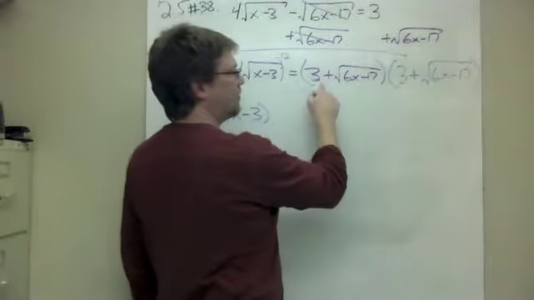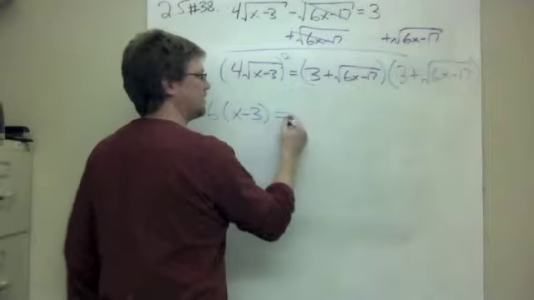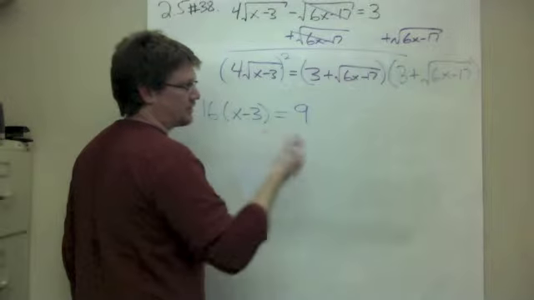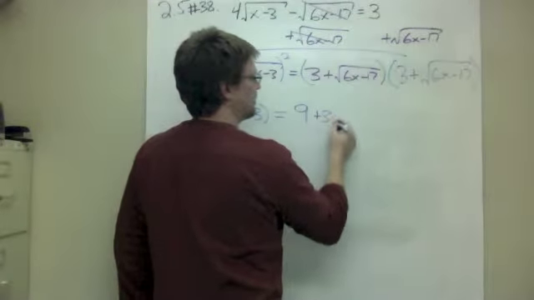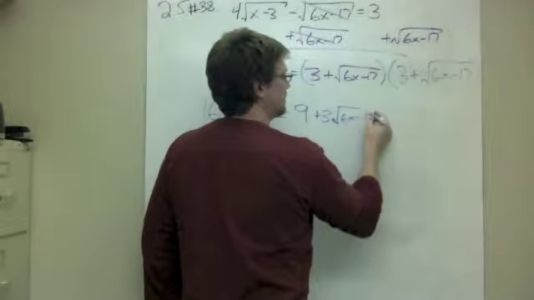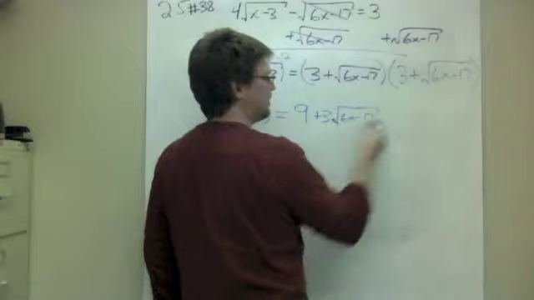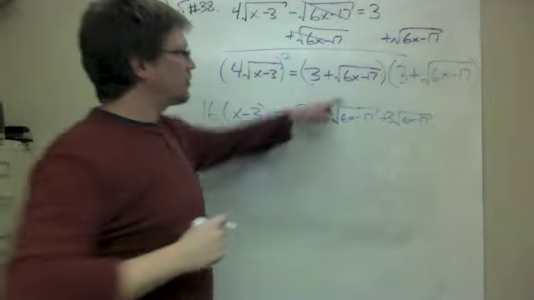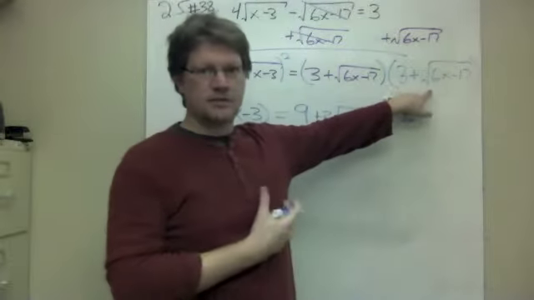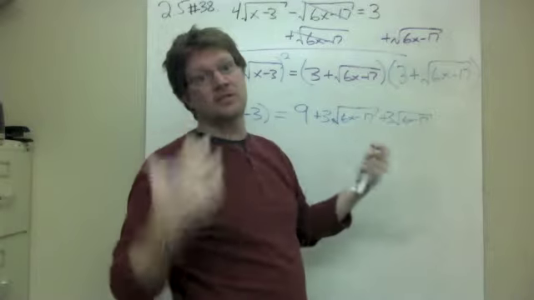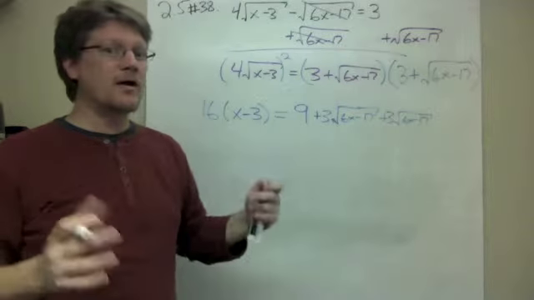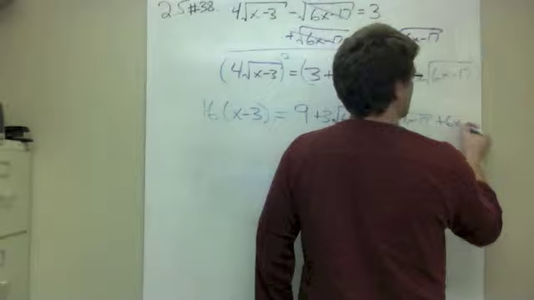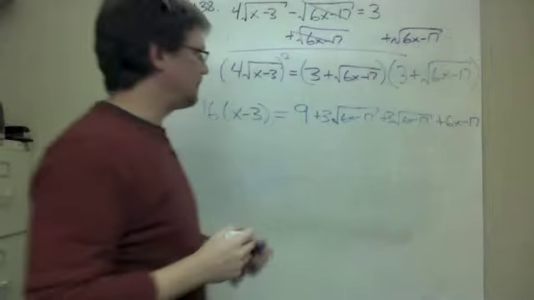So we're going to FOIL this out. 3 times 3 is 9. 3 times the square root of 6x minus 17 is going to be plus 3 times the square root of 6x minus 17. We're going to get another one of those things. And then we're going to get a square root of 6x minus 17 times the square root of 6x minus 17, which is the square root of 6x minus 17 squared. And so the square and the square root will cancel each other out, leaving us with just 6x minus 17.